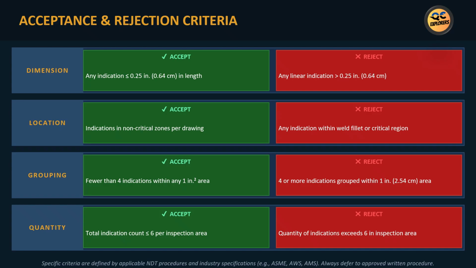Grouping is another important factor. Several small indications close together may indicate a serious discontinuity cluster, and total indication quantity is also controlled. Now, one important thing for Level 3 candidates: do not memorize acceptance criteria blindly. You must always verify the applicable code, the procedure, and the governing specification. Because Level 3 inspectors are responsible for correct code interpretation. This is frequently asked in Level 3 certification exams.